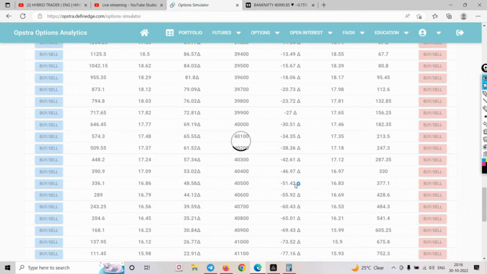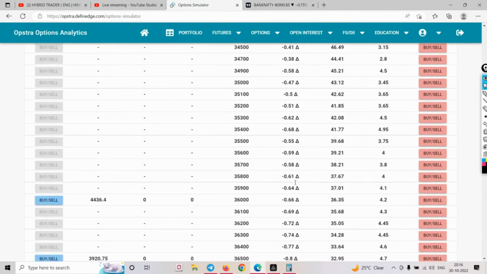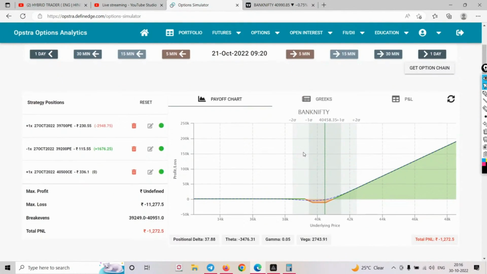Now the rule over here is simple. What did I say? I wanted to take the 50 rupees risk. That's it. Forget about this payoff graph. The moment you buy one naked call, the payoff looks very weird. This payoff shows you like 11,000 loss. Forget about this payoff. Believe me, forget about this payoff.